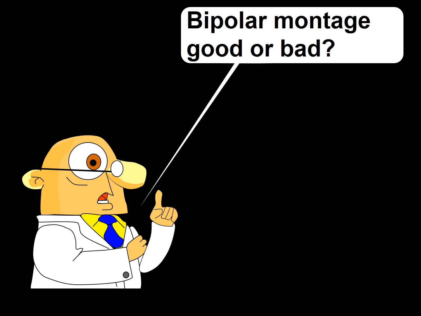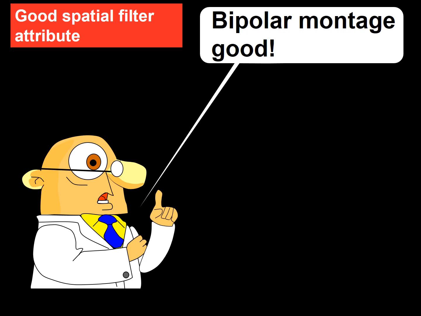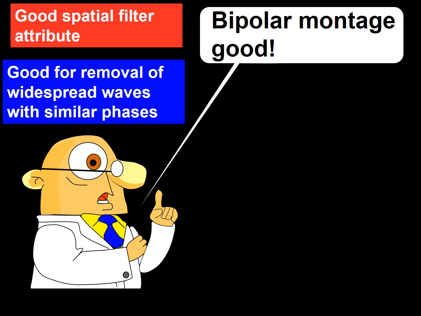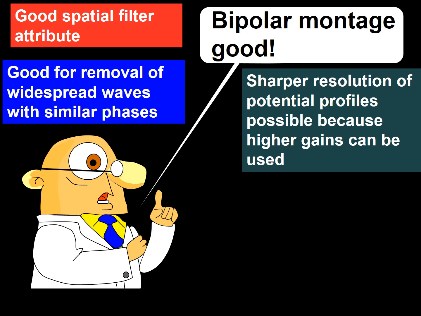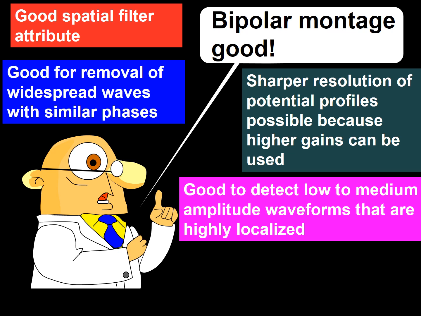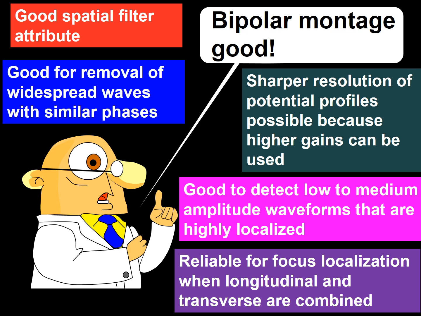I'd like to conclude this talk by telling you about both sides of the street regarding bipolar montages. Bipolar montages are good because they have robust spatial filtering effects. That is, they are good to detect and localize highly localized potentials. Bipolar montages are good also for removing widespread waves with similar phases. Bipolar montages are good to visualize waves with highest definition, and bipolar montages are also good to detect low to medium amplitude waveforms that are highly localized, as I have already mentioned, but this is a point that is worth repeating. And finally, bipolar montages are good for source localization when longitudinal and transverse montages are used in combination.